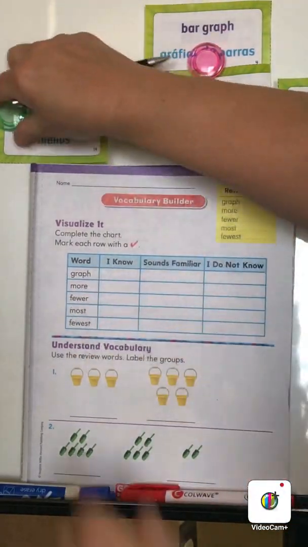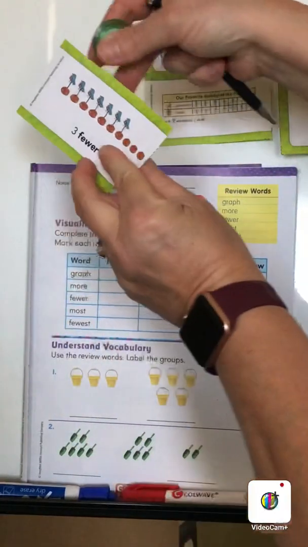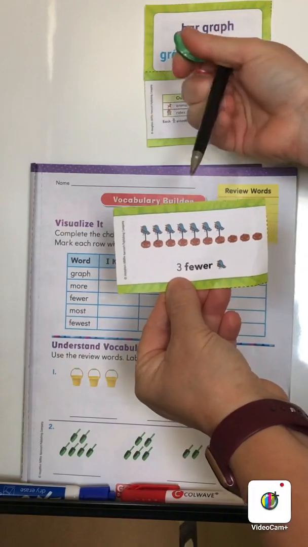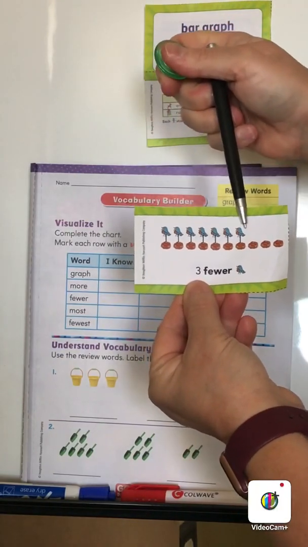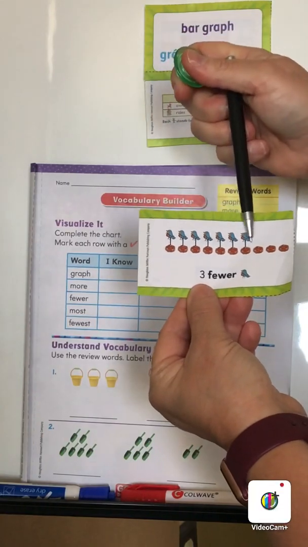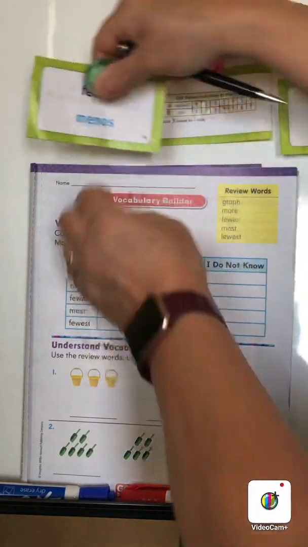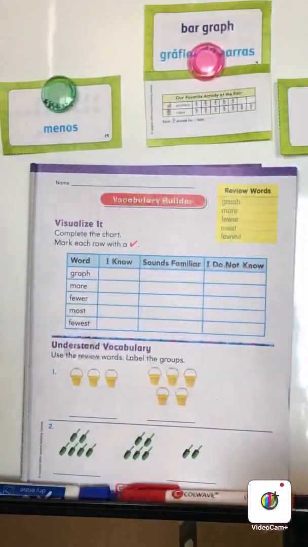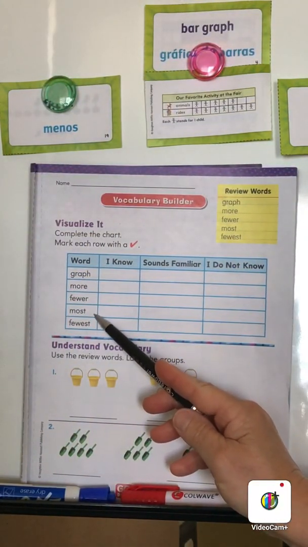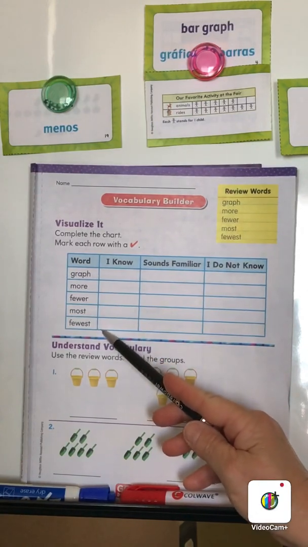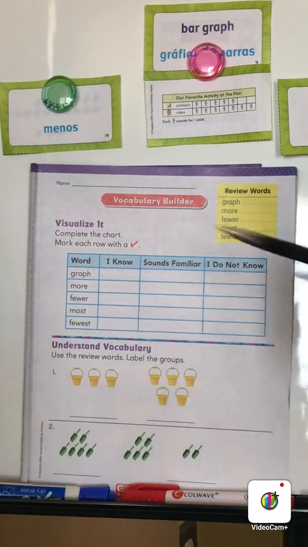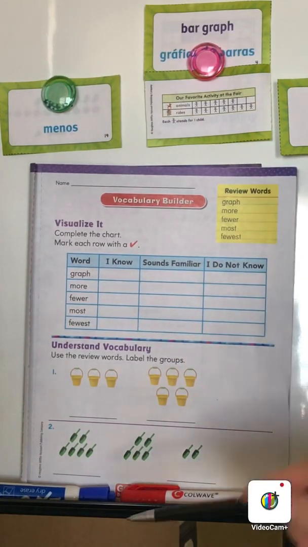Fewer means less or a smaller number. So in birds and nests, you can see that there are fewer birds because it's a smaller number. How many fewer are there? There are 3 fewer birds than there are nests. Most is the biggest number in a group, and fewest is the smallest number. You don't really need to do anything on this chart, just make sure you can read those words and you know what they are.